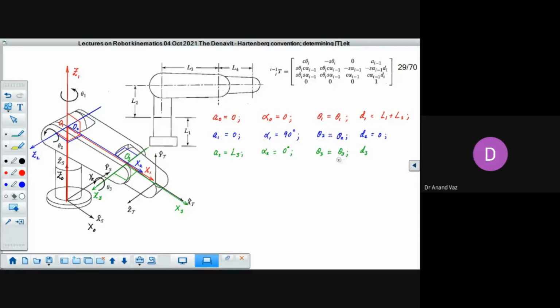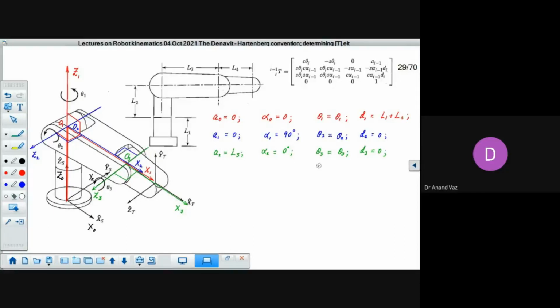And the last one is D3, which is the joint offset corresponding to joint 3. So focus on Z3. From where x2 cuts it to where x3 cuts it, and you can see that both coincide. So here this is equal to 0. So you have got all the 3 rows.